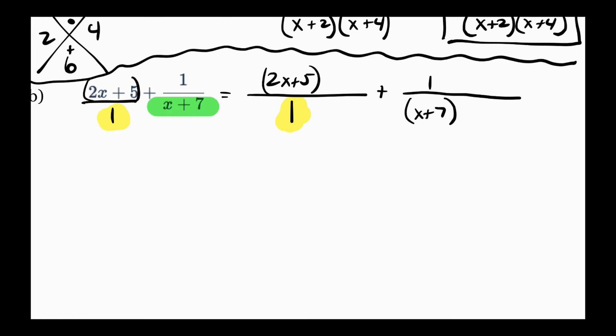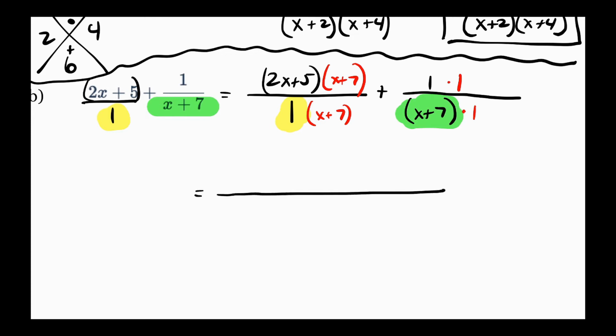Okay. Next step. What's needed? So what is the yellow missing? An x plus 7. So I'm going to put an x plus 7 here, an x plus 7 there. And what is the x plus 7 missing? It's missing a 1. It's not going to change anything, but we want them to be the same. Put them all underneath the same. You can put the 1 out in front, not needed, but you could if you wanted to.